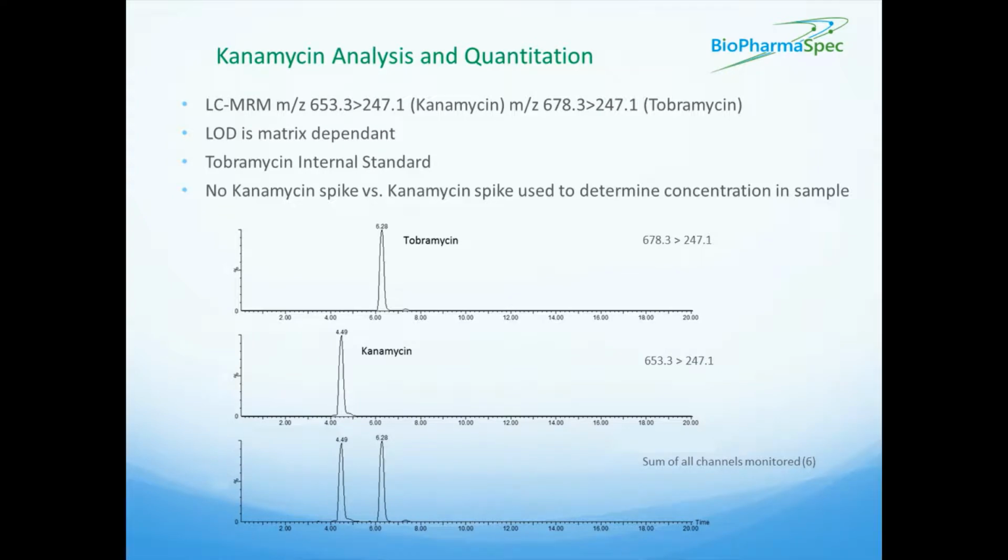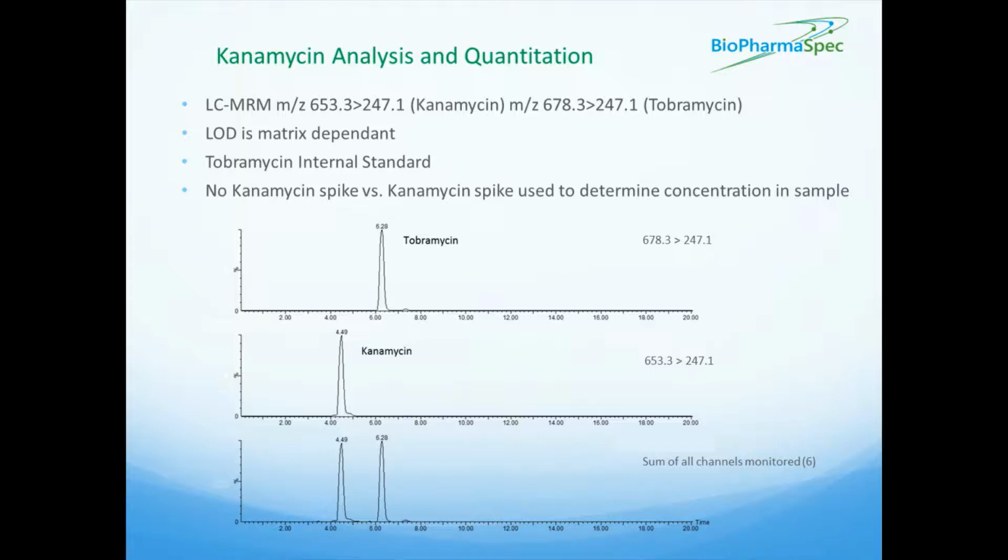So the next assay is a test for kanamycin. Kanamycin is an antibiotic and another common process-related impurity. And the assay that we use to test and quantitate kanamycin is actually very similar to IPTG. To quantitate it, we're going to take a sample aliquot and spike a known amount of kanamycin into that aliquot, and then compare the signal response that we get for the unspiked sample to the spiked sample. And this allows us to estimate an absolute concentration of kanamycin present in the sample with great accuracy.